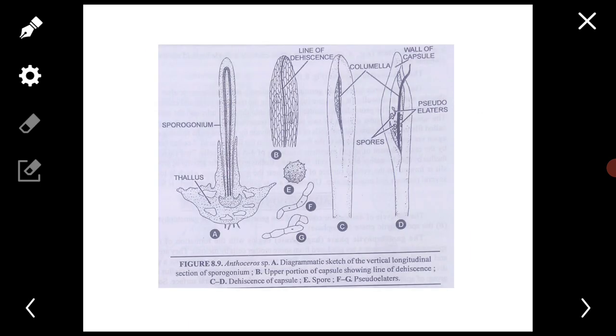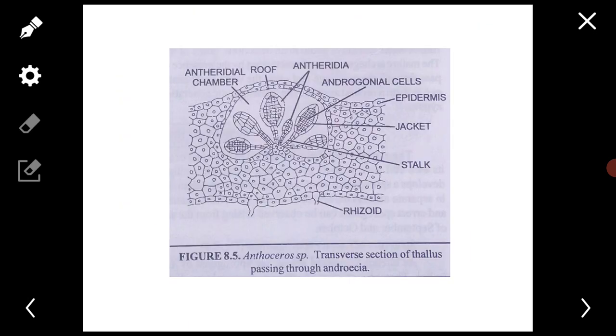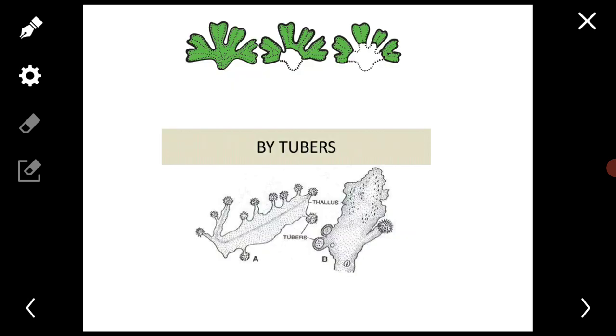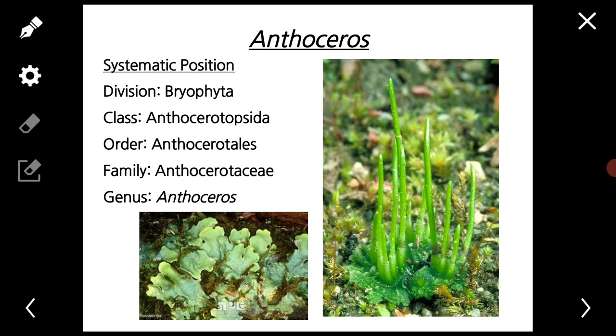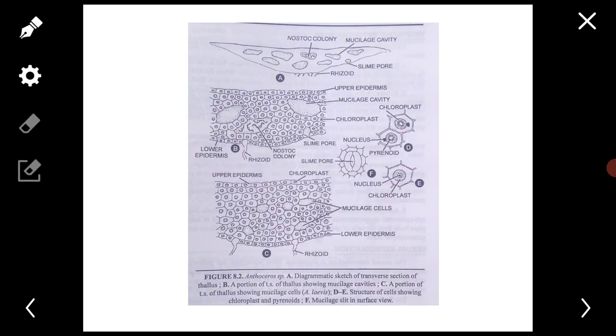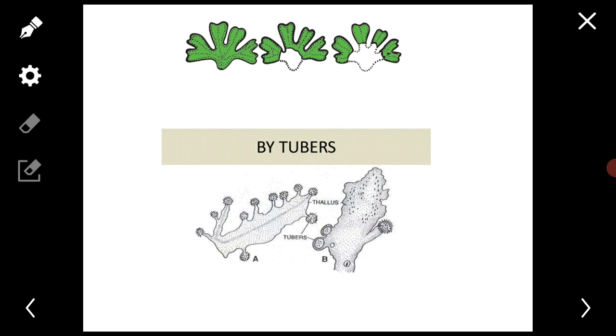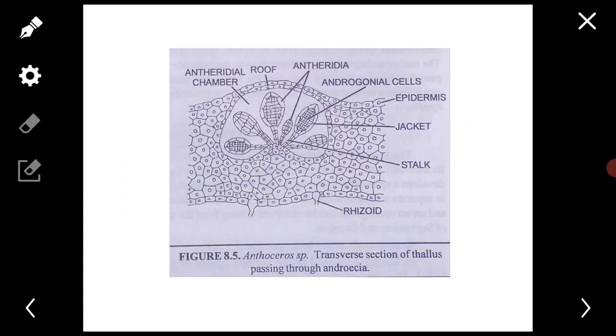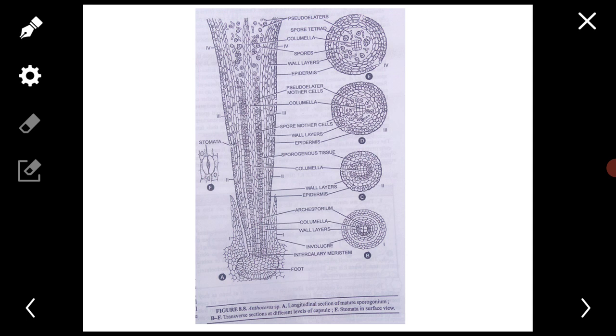Students, you see the first slide, that is hornworts. These are the sporogonium. So they look like horns, so they are termed as the hornworts. The basal portion of the sporogonium is enclosed within the involucre, that is the involucre, formed by the gametophytic tissue of the thallus.